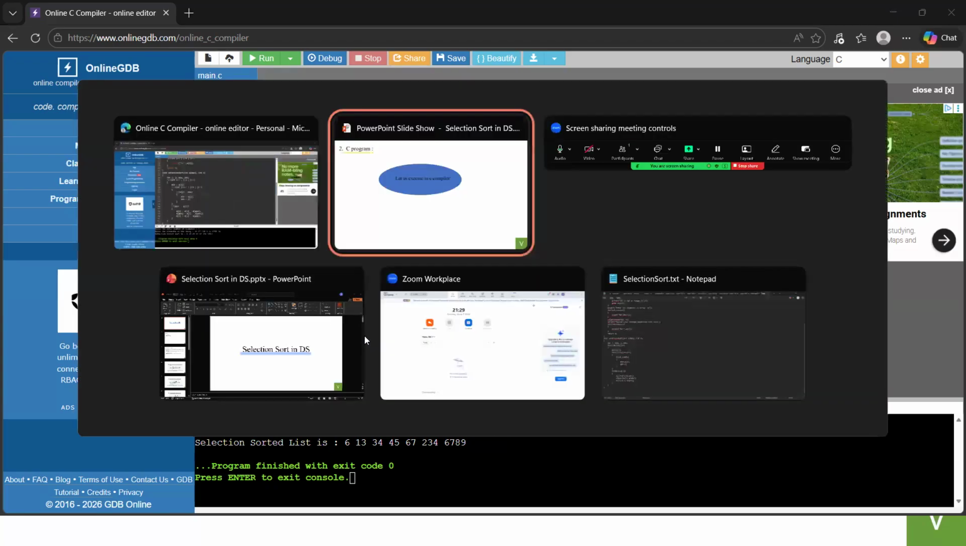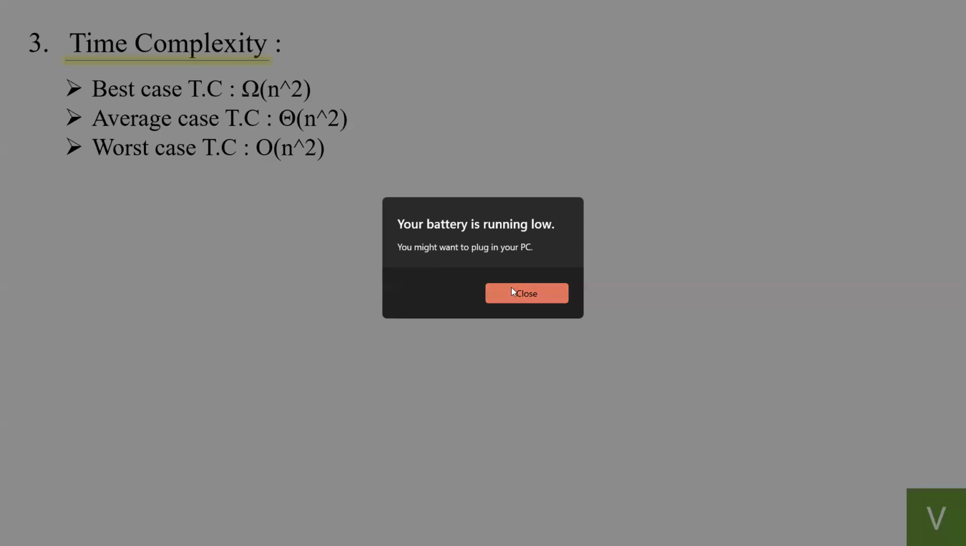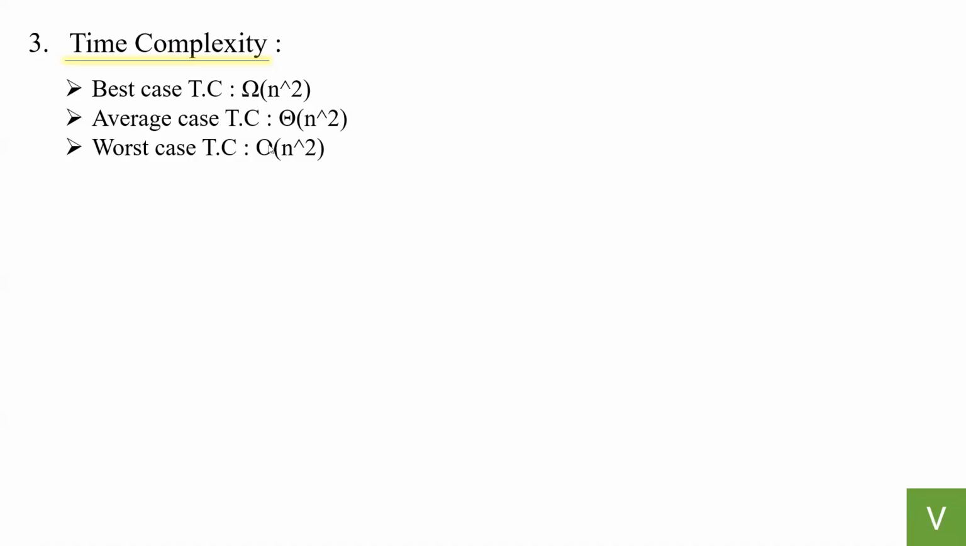Now let us look into the time complexities. The time complexities of the best case, average case, and worst case are all similar. Best case is omega of n square. Average time complexity is theta of n square. Worst case time complexity is big O of n square.